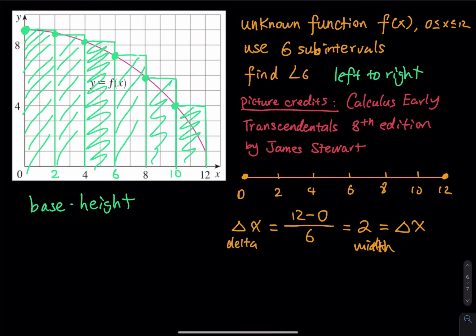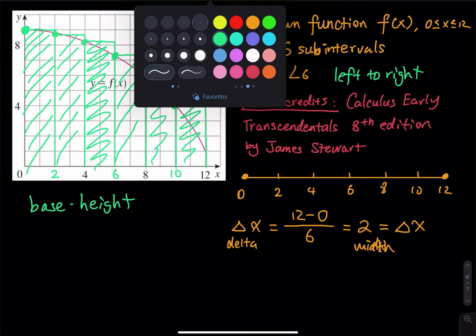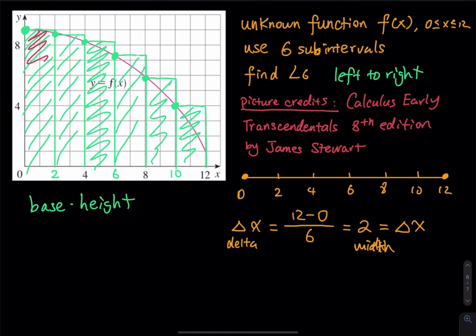So the first one right here, let's switch to another color. So this one, the first one right here, what is the base? How long is the base? The base is 2 units long, and then how tall is the rectangle? This determines the height, right? This point, this red point determines the height.